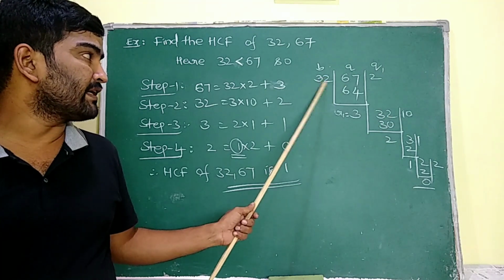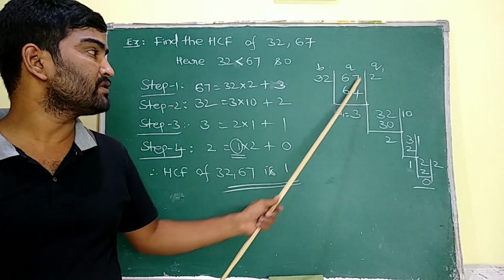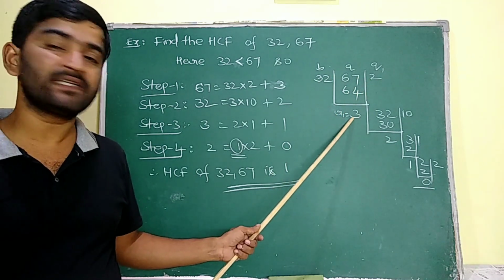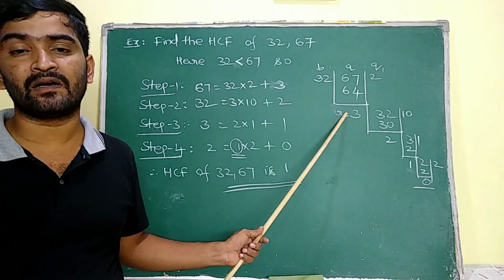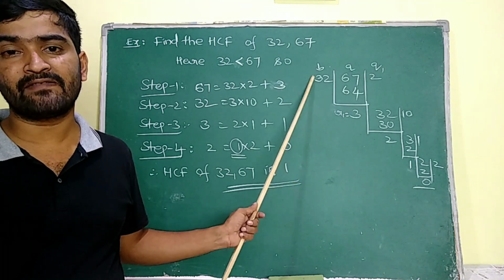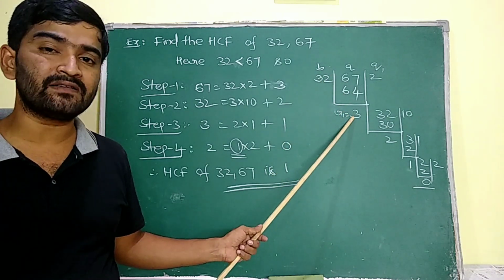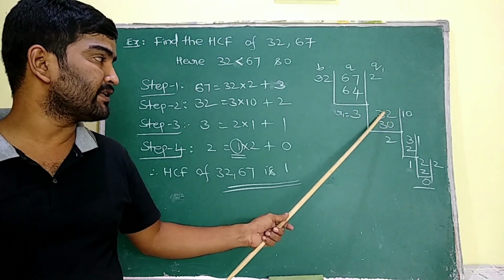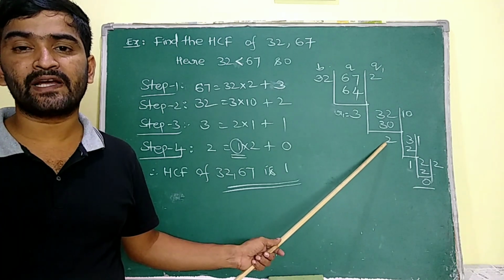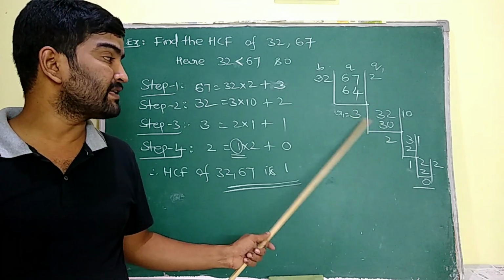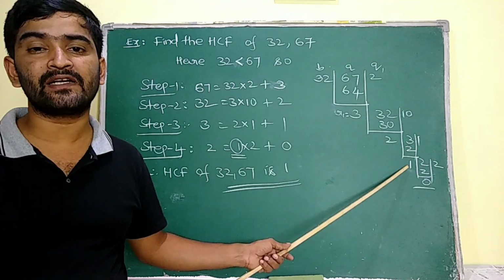So with 32 I am dividing 67 by using long division. 32 2s are 64, so here the remainder is 3. This remainder is not 0, so again I have to apply the division lemma to this divisor and remainder. That means I am going to divide the divisor 32 by the remainder 3. 3 times 10 is 30, again the remainder is 2. Again it is not 0. Again I am going to divide the divisor 3 by this 2. 2 1s are 2, the remainder is 1. Here also the remainder is not 0.